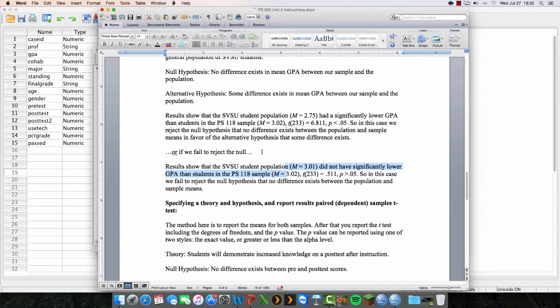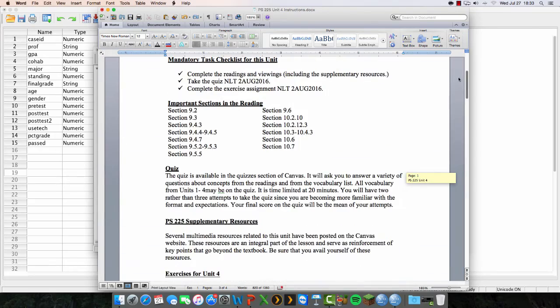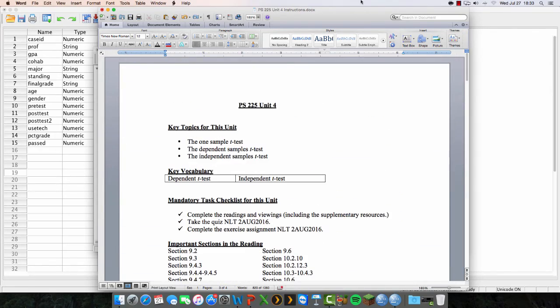If the p-value is greater than 0.05. Remember, that's the defining characteristic here. What you're really interested in finding out is about the 0.05. If it's lower than 0.05, reject the null. If it's higher than 0.05, fail to reject the null. If you do find yourself in a condition where it's exactly 0.05, you can still reject the null. Okay. So that's the one sample t-test.